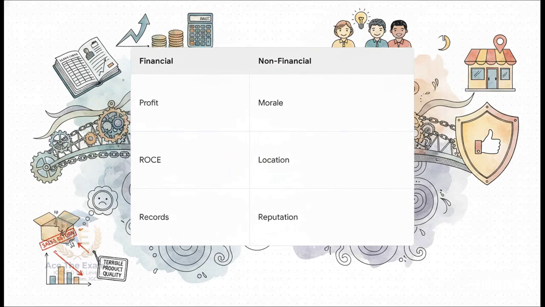And please always remember that long-term sustainability and your return on capital employed, your ROCE, are heavily influenced by non-financial factors. We're talking about things like staff morale, your physical store location, and your market reputation. These things aren't recorded in your standard ledgers. If your sales returns are skyrocketing, yeah, your financial metrics will drop. But the non-financial root cause might be terrible product quality that's actively destroying your market reputation. You have to be able to bridge that gap between the ledger and the real world.